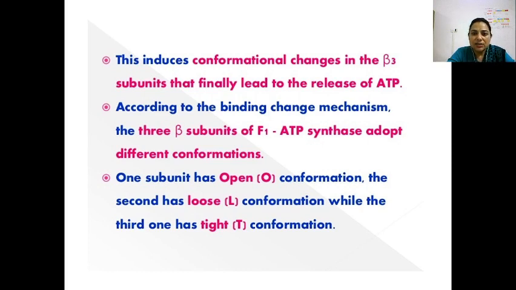According to the binding change mechanism, the 3 beta subunits of F1 ATP synthase adopt different conformations. One subunit has the open or the O conformation, the second has the loose or the L conformation, while the third one has the tight or the T conformation.